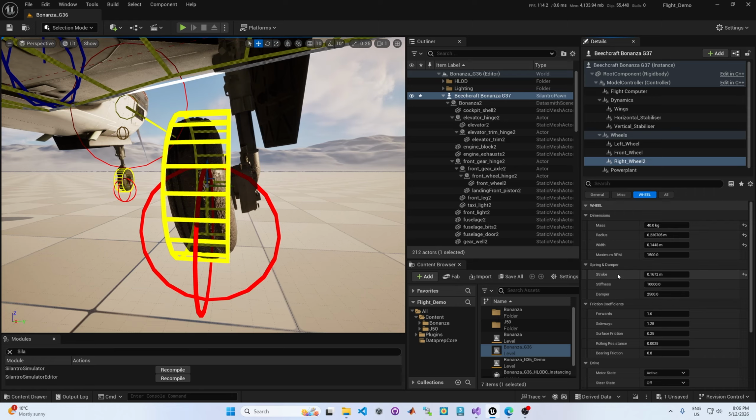So just to recap, stroke is the maximum possible compression distance that you can get on the hydraulic system that you're simulating.